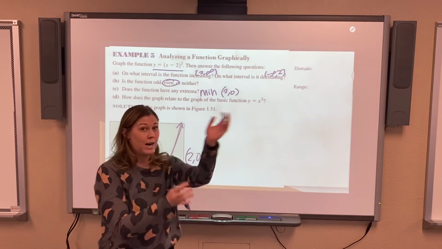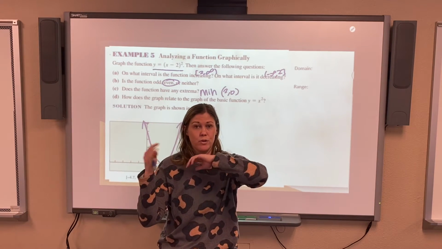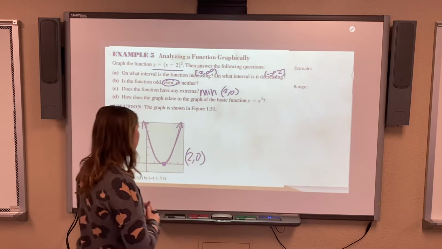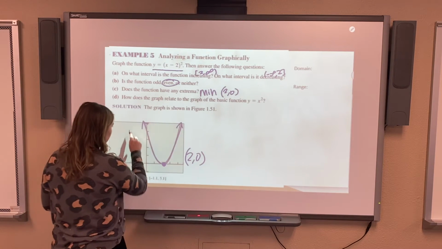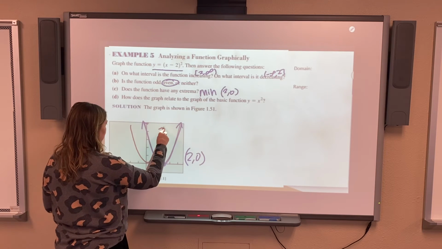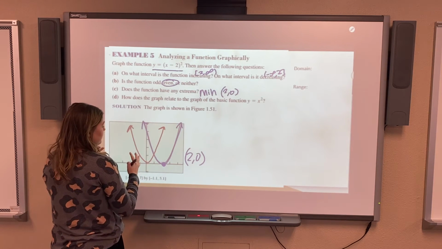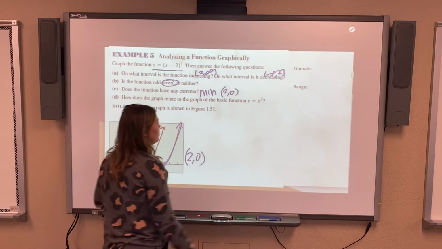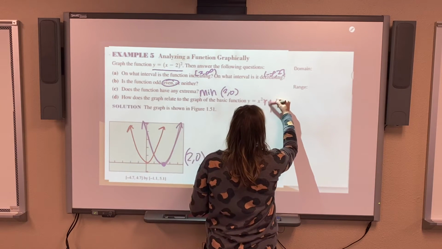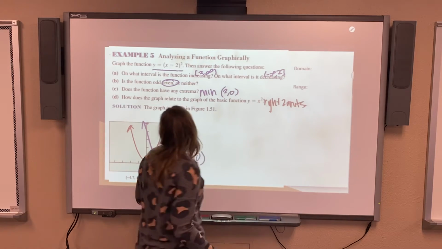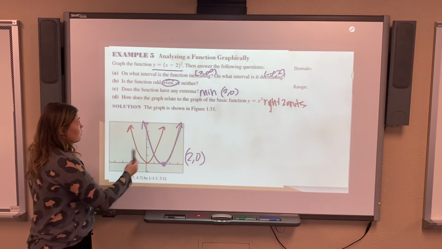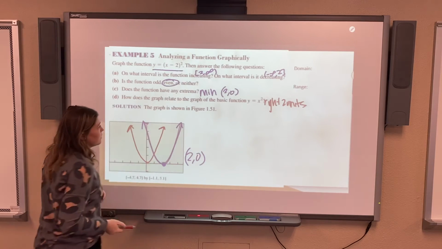How does the graph relate to the graph of the basic function? And so that's where we have that previous slide over your basic, your OGs. We have y equals x squared through the origin, and it looks like this. So how does it compare? It shifts to the right 2 units, okay? And the reason why is because of this -2 that's in the parentheses.